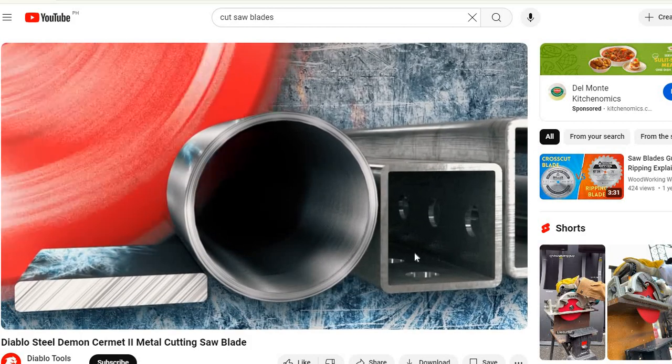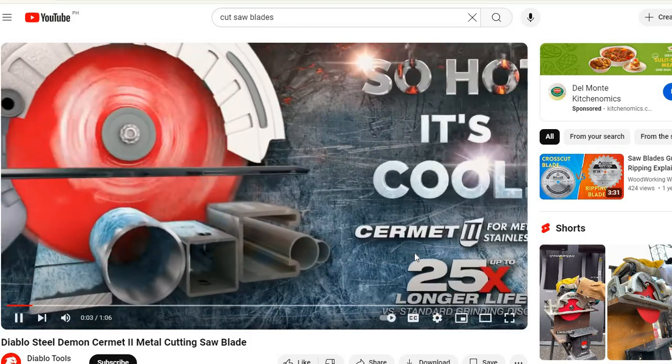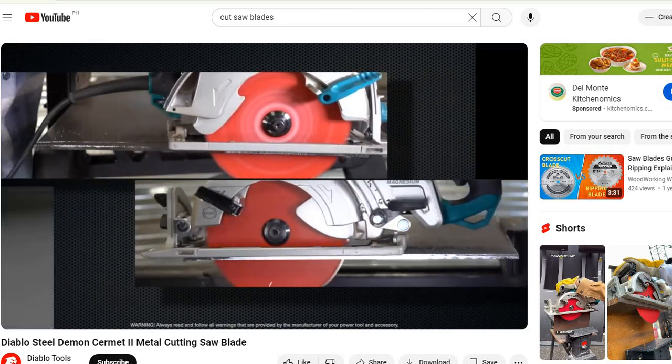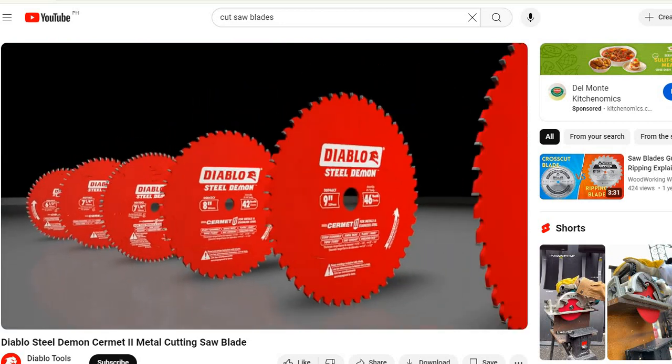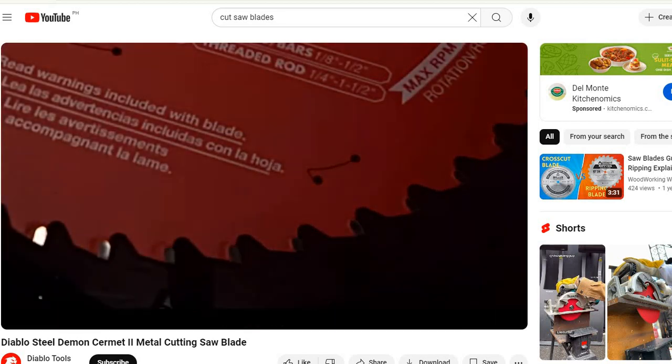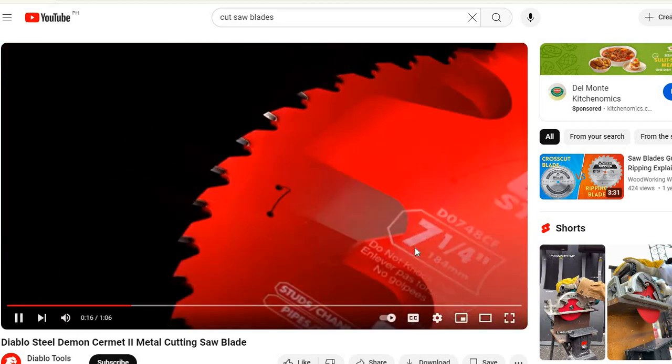The Steel Demon circular saw blade from Diablo is so hot it's cool, bringing you extreme durability, longer life, and faster cuts. This first of its kind blade is revolutionizing the metal cutting industry.